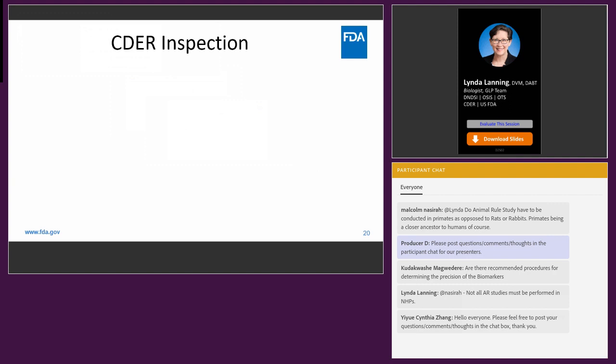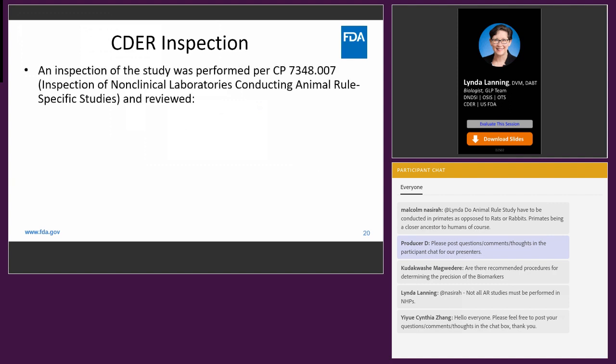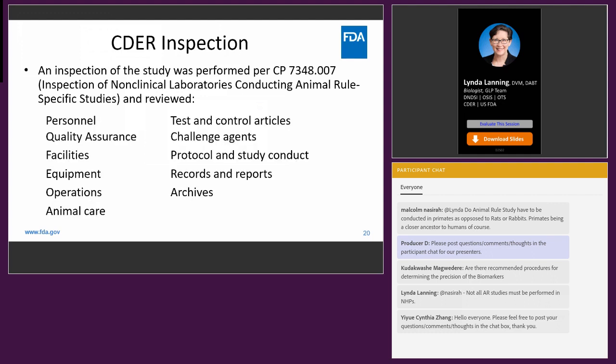An inspection of this study was performed per Compliance Program 7348007, and this inspection reviewed personnel, quality assurance, facilities, equipment, operations, animal care, testing control articles and challenge agents, the protocol and study conduct, records and reports, and the archives.